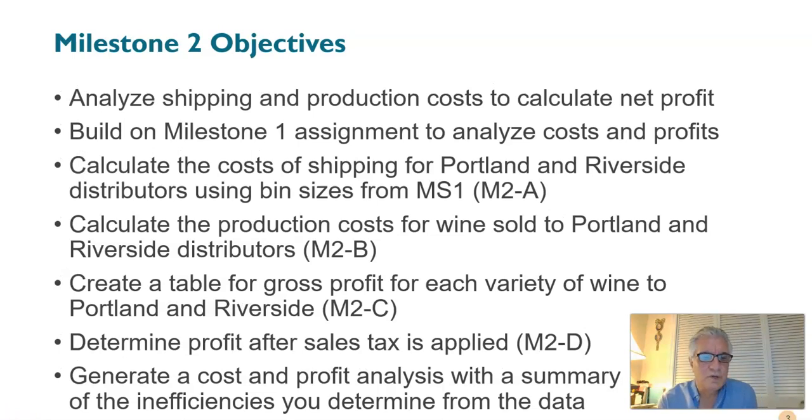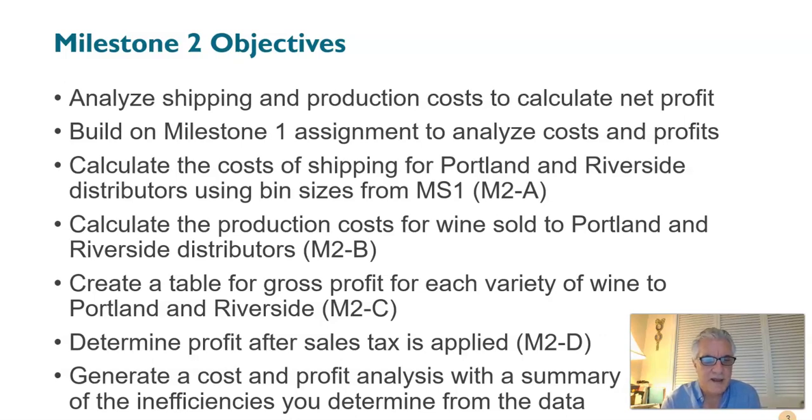Lastly, you will subtract off sales tax from that profit to answer question M2D. Now, all these questions, M2A, B, C, and D, can be done on one Excel spreadsheet tab. You don't need to do this on separate tabs because the data just rolls from A, B, C down to D. So you can just do the tables and the subtractions and the calculations right on the same tab.